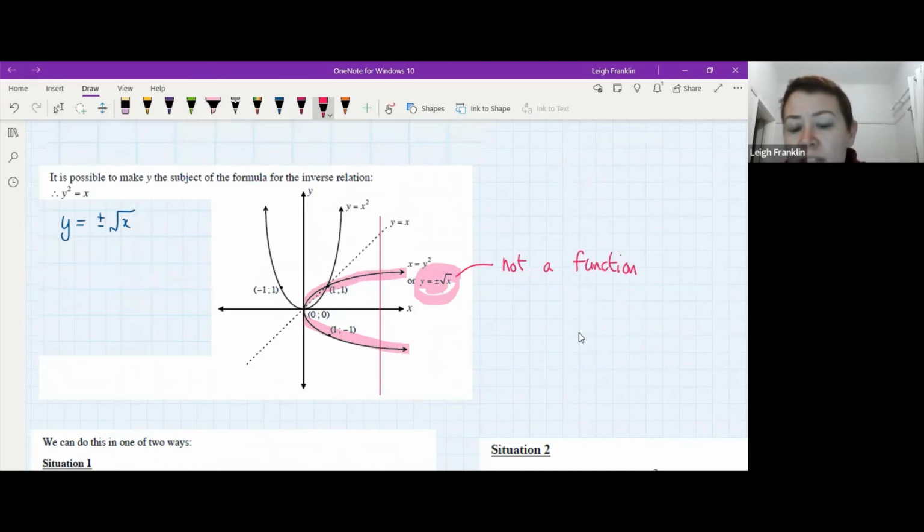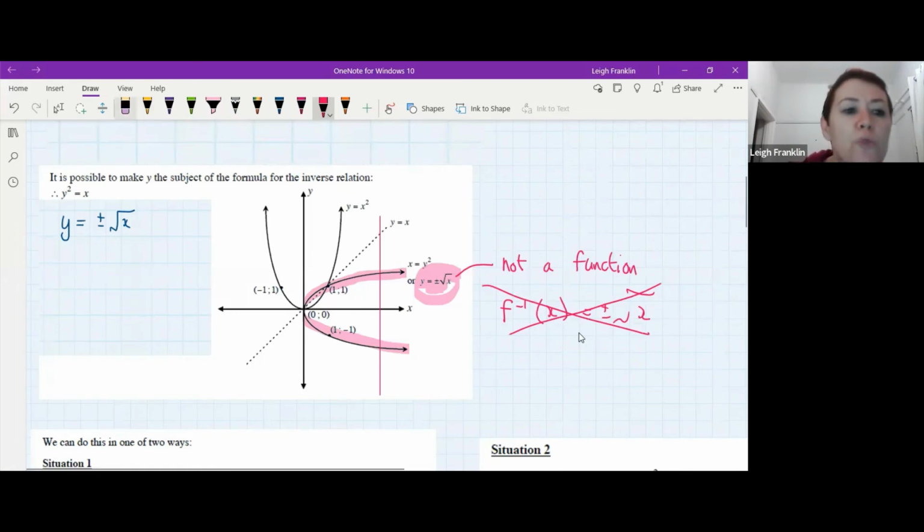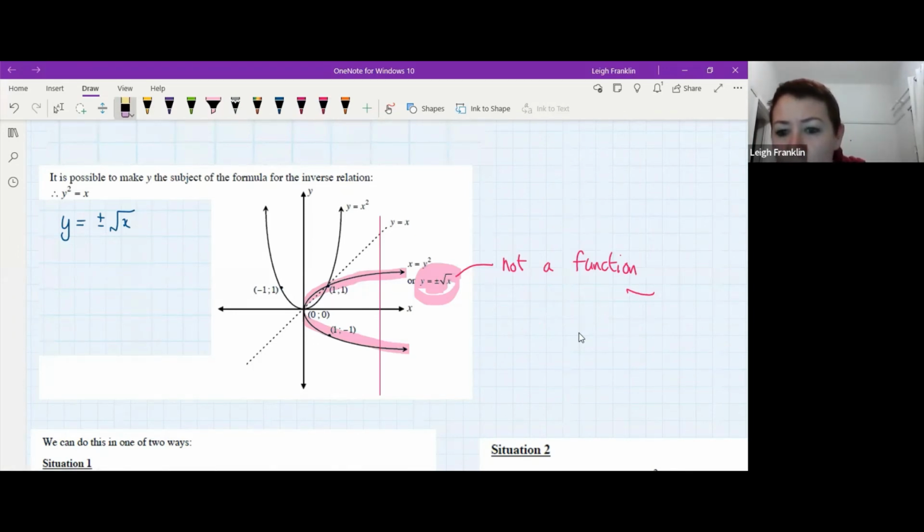So because this is not a function, you cannot use function notation. So you are not allowed to go f minus 1 of x equals plus minus root x. Okay, that is completely wrong because it's not a function, so you cannot use function notation. Can you see that's why it has been written in the form y equals? Okay, because it is not a function. So notice a couple of things. This is what I was trying to sort of point out to you earlier.